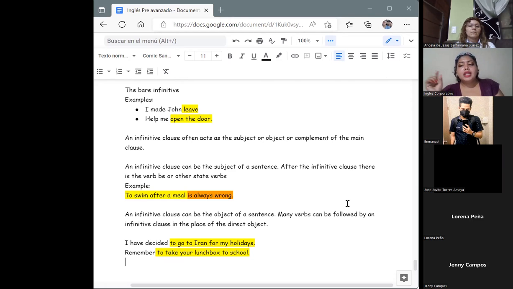So in that case, the use of the infinitive verb using to, or the bare infinitive, is the way in which we're going to see in which places are the clauses with infinitive. And the number three, because we have three different uses for these clauses. One is for the subject of the sentence, the object of the sentence, and for the complement, or in this case, as object complement.